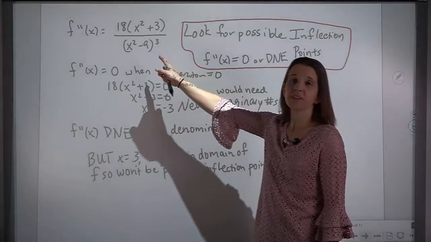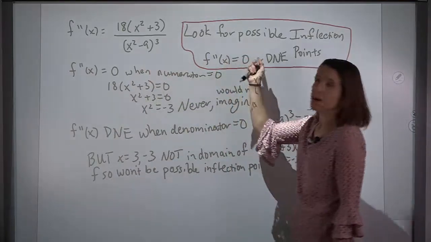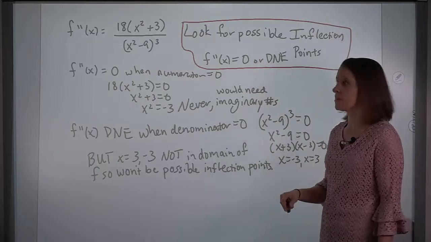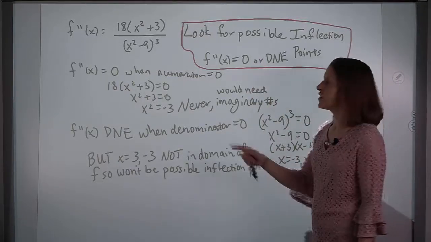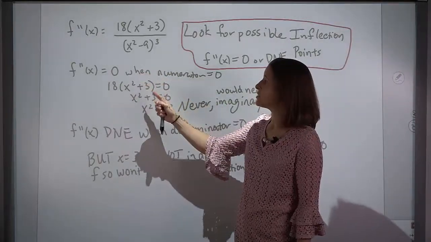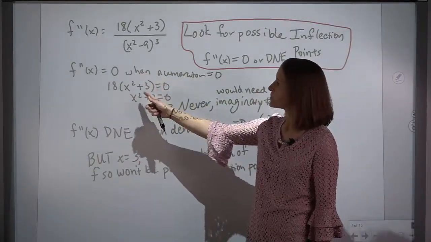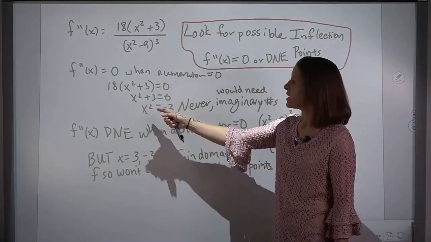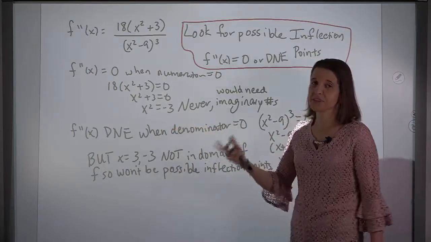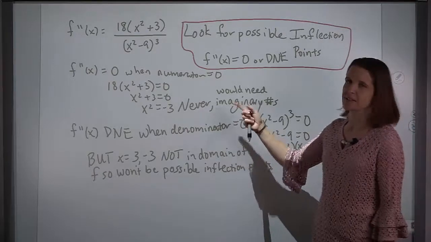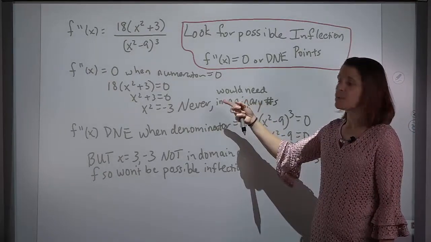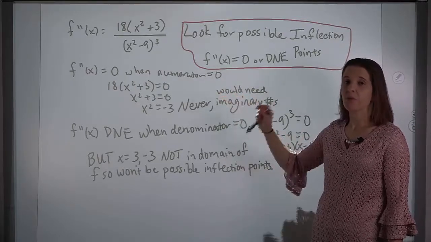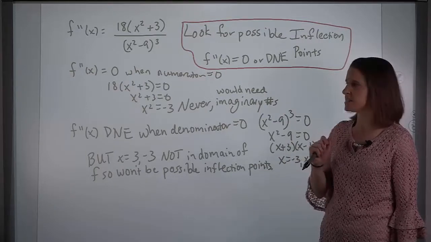So to recap, this is what we found for our second derivative, and we're trying to find when the second derivative equals 0 or doesn't exist. A fraction equals 0 when its numerator equals 0, and it doesn't exist when its denominator equals 0. So when we look at the numerator equaling 0 and we actually go to solve it, we can divide by 18, we can subtract the 3, and then I'd be ready to take the square root of both sides, but I'd be taking the square root of a negative number. And we're living in the real number world here, and I would need imaginary numbers to do that. So there's not going to be any real values of x that will make the top equal 0. So I won't get any critical value, or inflection points that way.